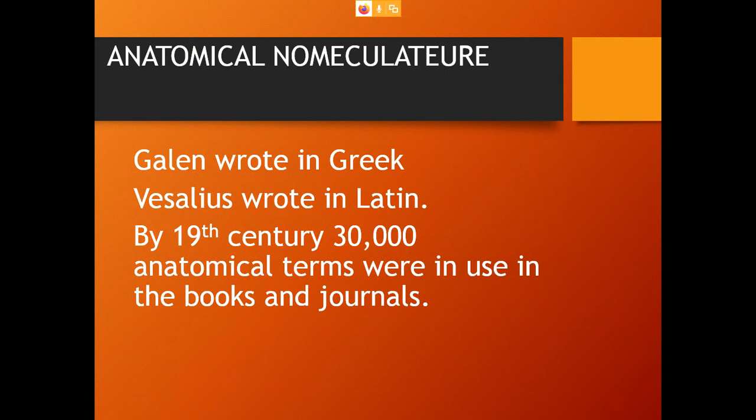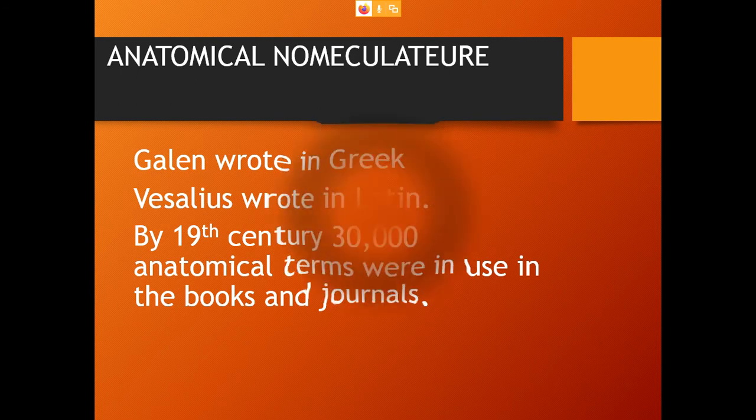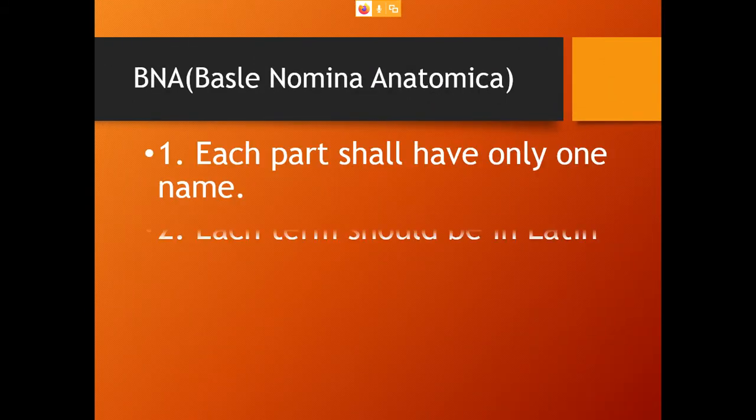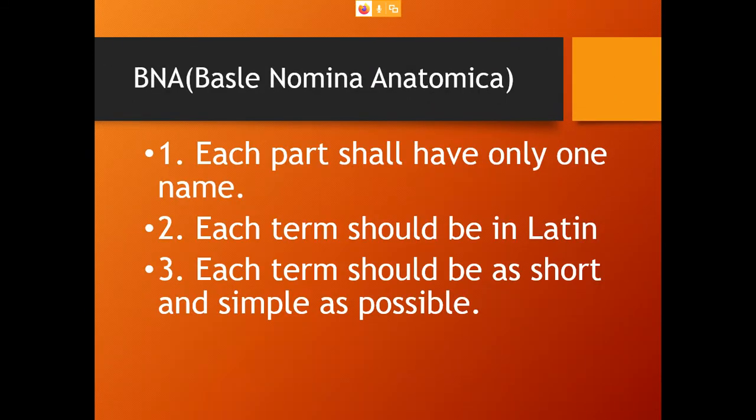So this is a history of anatomy. It was written by Galen, who wrote in Greek. Vesalius, another scientist, wrote in Latin in the 19th century. 30,000 anatomical terms were in use in the books as well as in the journals. So it is the Basel Nomina Anatomica. They decided that each and every part shall have only one name, and each term should be in Latin, and each term should be as short and simple as possible.